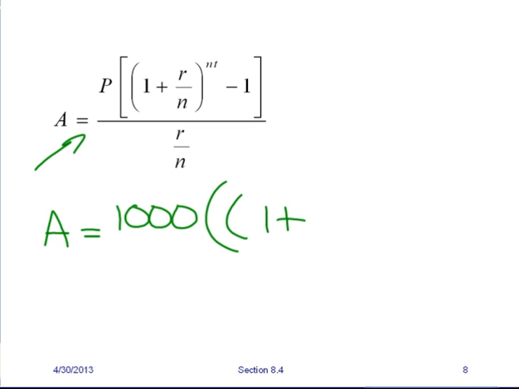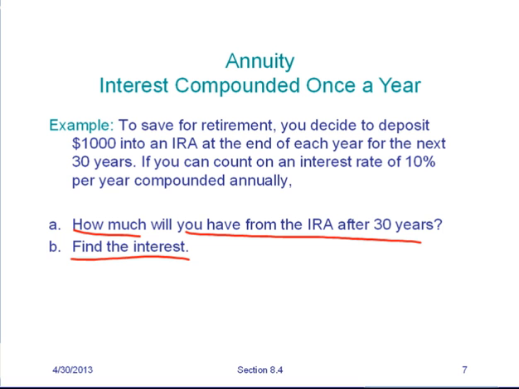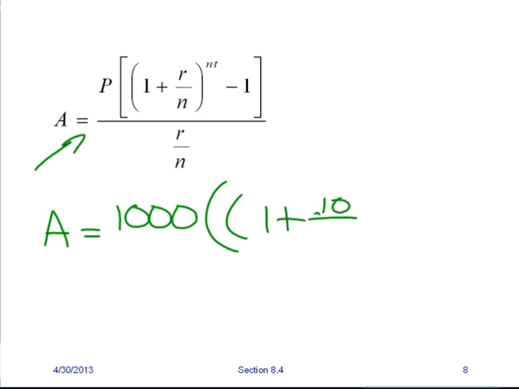The interest rate was 10%. And we decided it was compounded annually. Remember, compounded annually? n is the number of times it's compounded per year. Annually, it's compounded once per year. That's annual, means once per year. So we have n is equal to 1. n times the number of years. t is always, always, always, always in years. We're going to leave it in the account for 30 years.